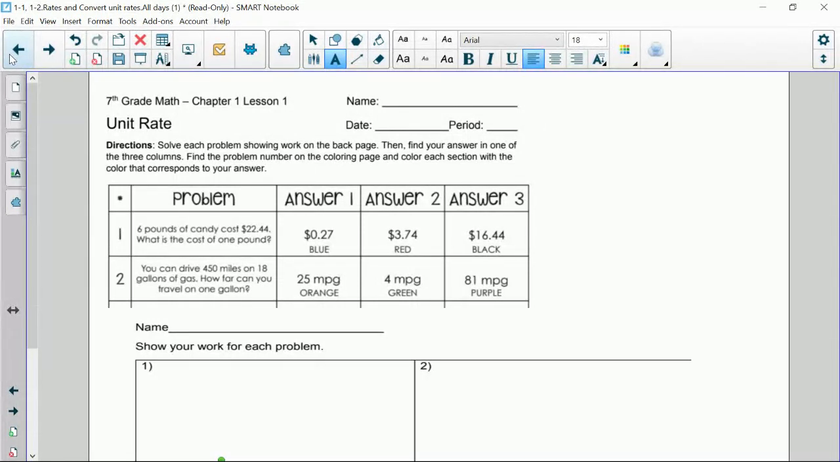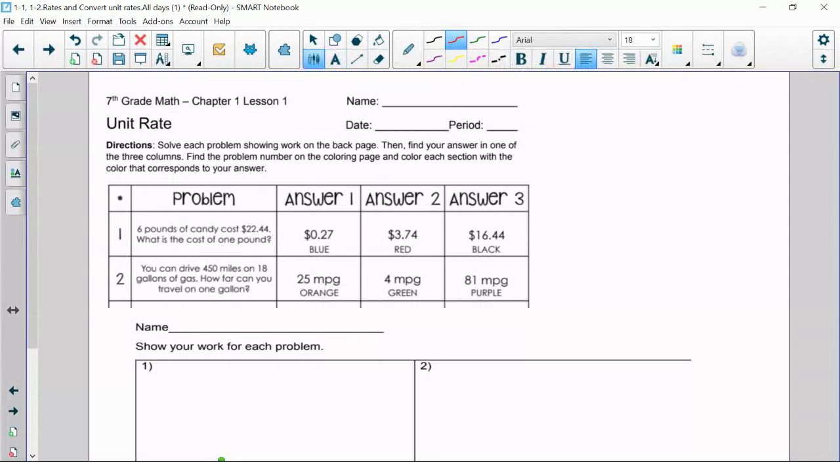Okay, so let's look at number 1. 6 pounds of candies cost $22.44. What is the cost for 1 pound? So I will tell you 1 through 5, you are just finding the unit rates. There is nothing extra fancy going on with that. So we have to take our $22.44 and divide it by 6, find out how much is it for only 1 pound. And then it's got to be either 27 cents, $3.74, or 16.